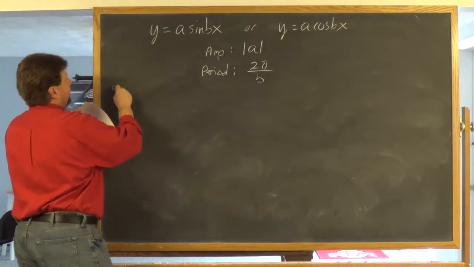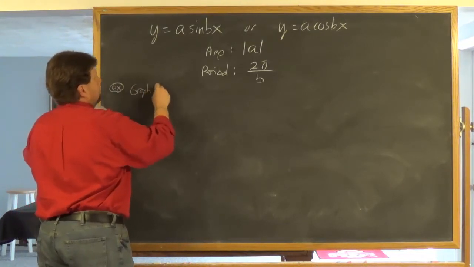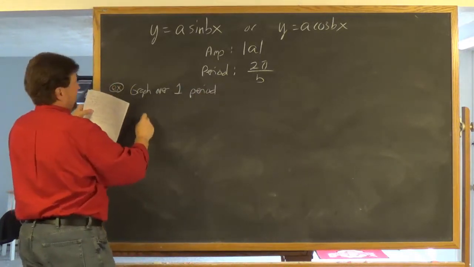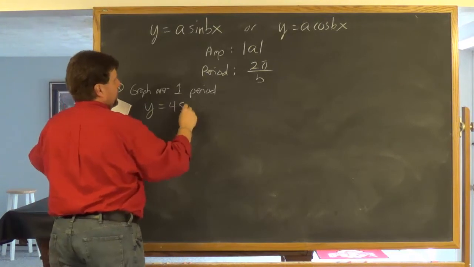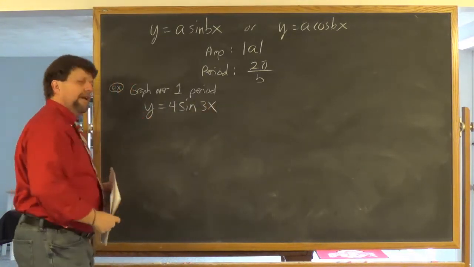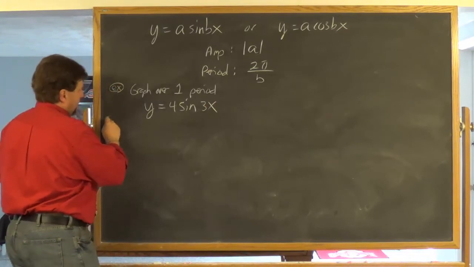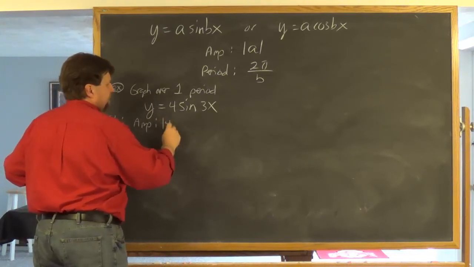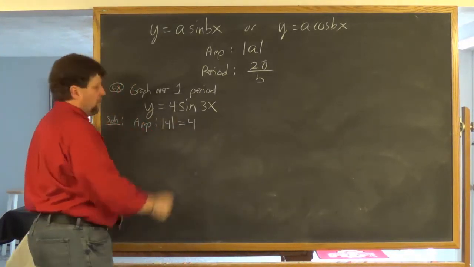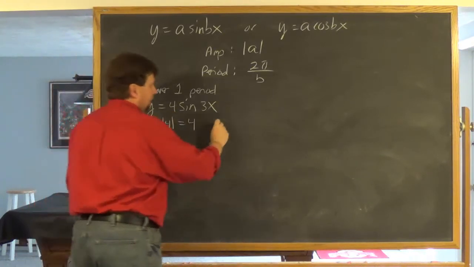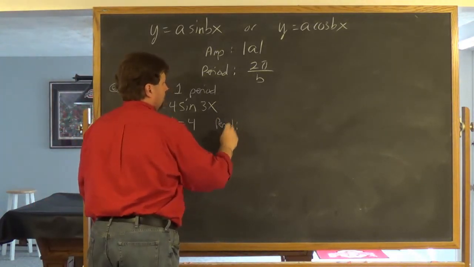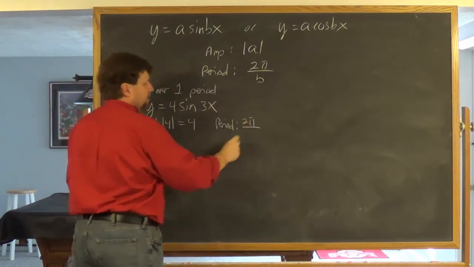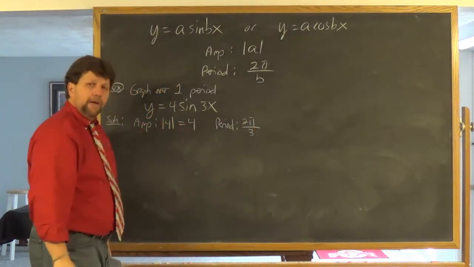Let's say you're asked to graph, over one period, y equals 4 sine of 3x. So the first thing I would do is note the amplitude is the absolute value of 4, which is 4. The amplitude is the absolute value of that number. The period, well, we know the period is found by doing 2 pi divided by b. Well, b is 3, so the period is 2 pi over 3.